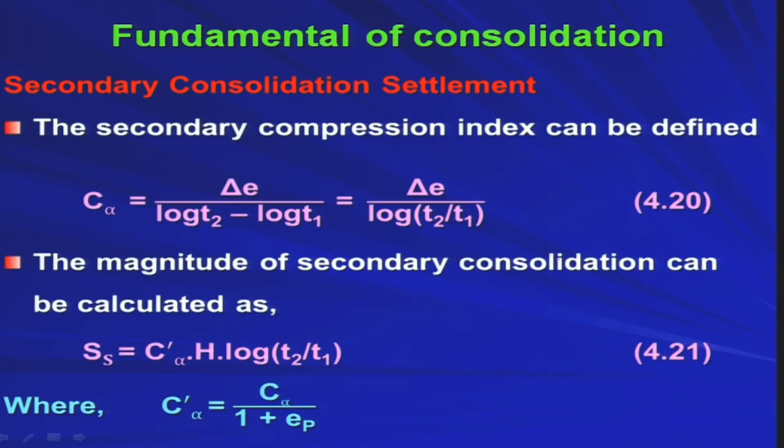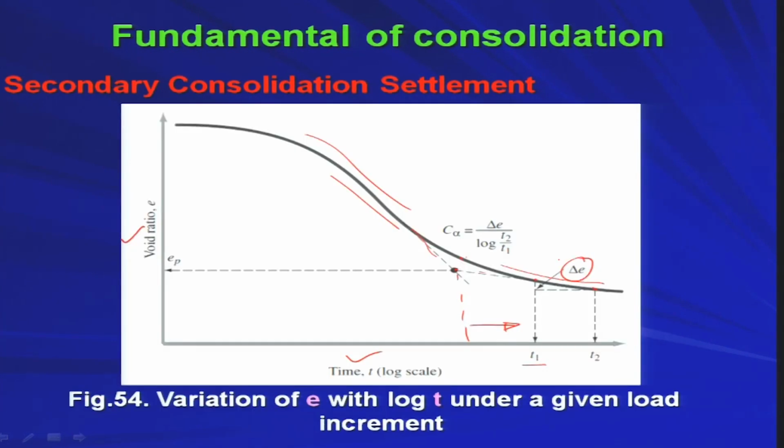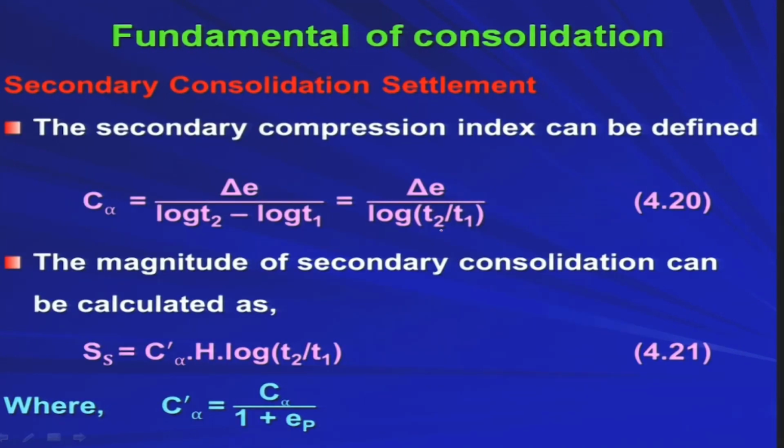C alpha, that is the constant, already we have seen in the last figure, that is C alpha. Okay. So, that is nothing but the slope of this line in the secondary consolidation part. So, C alpha is equal to delta e by log t2 minus log t1, agreed, just now we have seen. So, that is nothing but delta e by log t2 by t1. So, the magnitude of secondary consolidation can be calculated as, so this is the secondary consolidation settlement, Ss is equal to C alpha prime into H into log t2 by t1. where C alpha prime is nothing but C alpha divided by 1 plus ep.